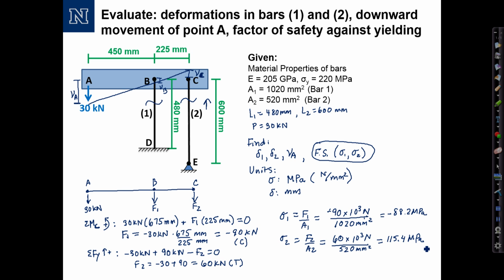Okay, finally, I want to find my factor of safety. We can define the factor of safety as the yield stress divided by the maximum stress that occurred in the system. We want to use the max of sigma 1 and sigma 2 to give us a minimum factor of safety. So our yield stress is 220 megapascals. The maximum of these two values, we don't care about the sign, but the maximum value is 115.4 megapascals, and that gives me a factor of safety of 1.91, which seems like a reasonable value.